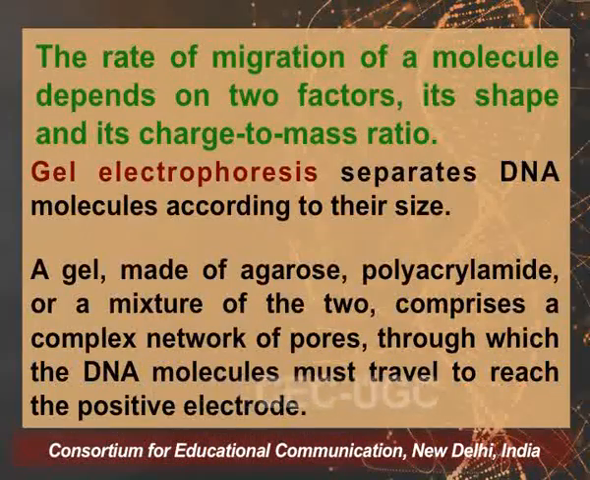Now, gel electrophoresis separates the DNA molecules according to their size. Size basically means the length of the base pairs. Because it is a gel, that gel is made up of agarose or polyacrylamide or a mixture of the two. It comprises a complex network of pores through which the DNA molecules must travel to reach the positive electrode.